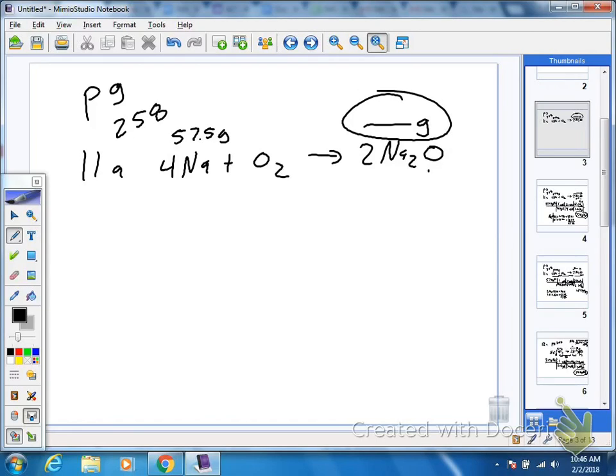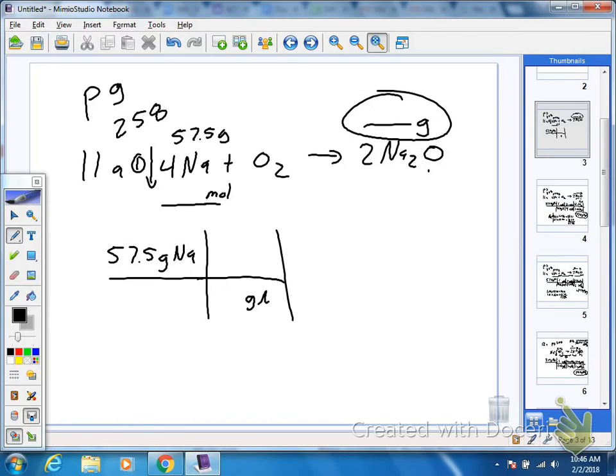So if we were doing steps, this would be step 1, where we're going to go to moles. So it'd be 57.5 grams of Na, change it into moles. So grams of Na to moles of Na. Well, that one's really easy because we just have to look on the periodic table, and it's 22.98. Now we're right here. That's where we're at.